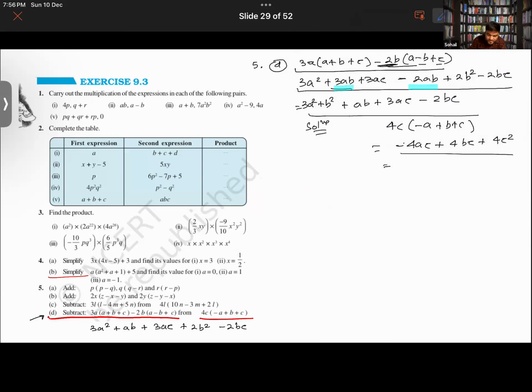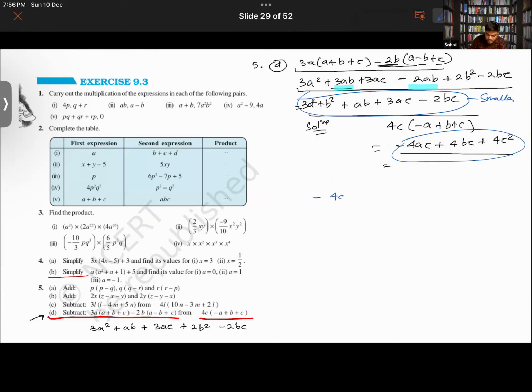So किसे में किसमें subtract करना है? This is the smaller one, remember. Plus 3ac and minus 4ac. So plus 3ac minus 4ac. We'll be doing that. Okay, now, minus 4ac plus 4bc plus 4c square.